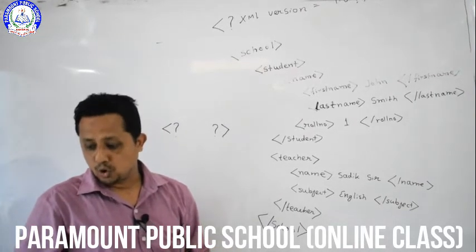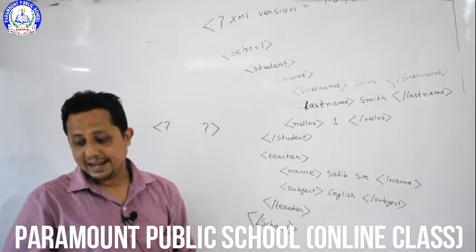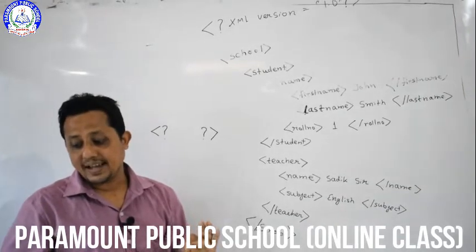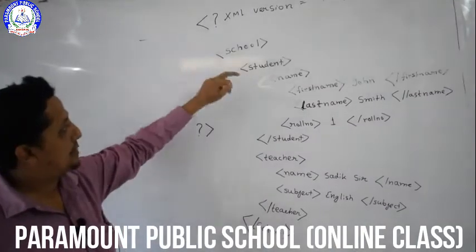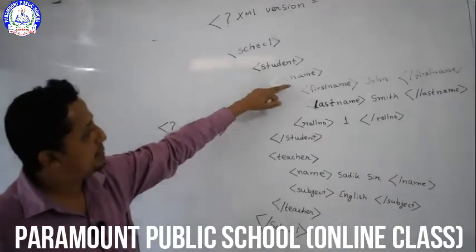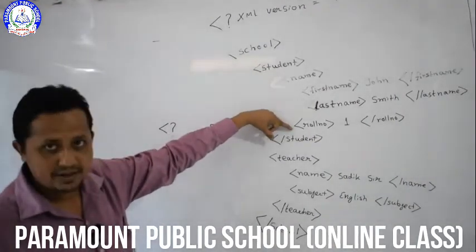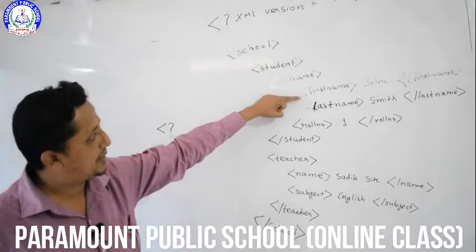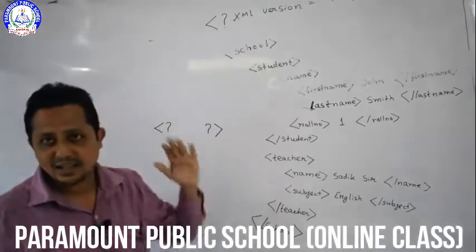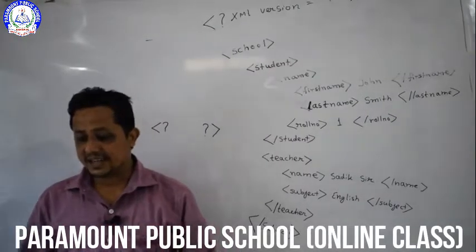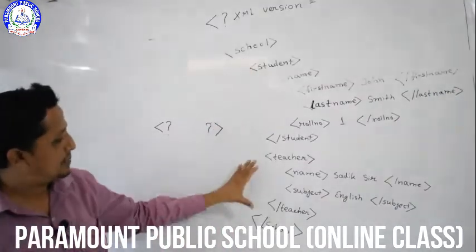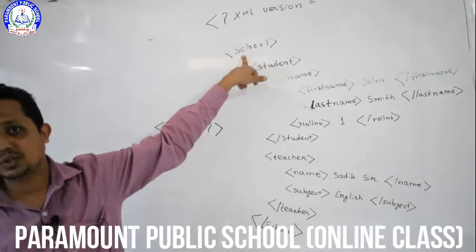element, or it is also known as the document element, and any element may contain other elements. An element can contain other elements. See, student has how many elements? The name element and the roll number element. The name element has another two elements, first name and last name. So all these elements are nested under the root.